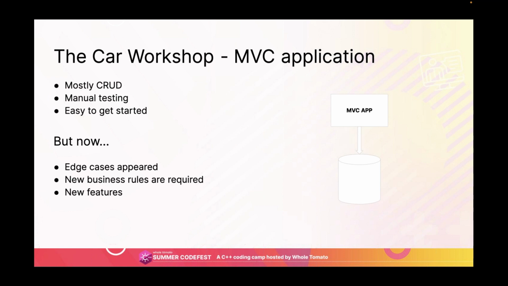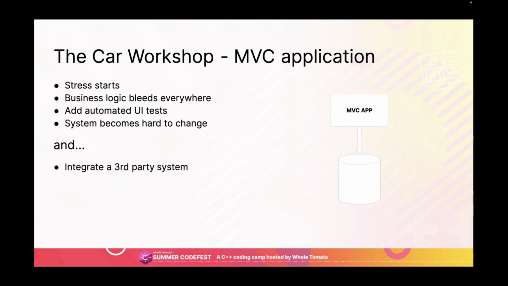However, as normally happens, when you have something working and it works well and fast, people start asking for more things, and edge cases start to appear, and new business rules are required, and new features. And then the stress starts, the business logic starts bleeding everywhere. Additionally, you add automated UI testing because now there are so many business logic tests. Manual testing is taking a lot of time, so you try to automate, but the only thing you can do is UI tests because everything is messed up in your controllers and models and views. The system becomes hard to change.